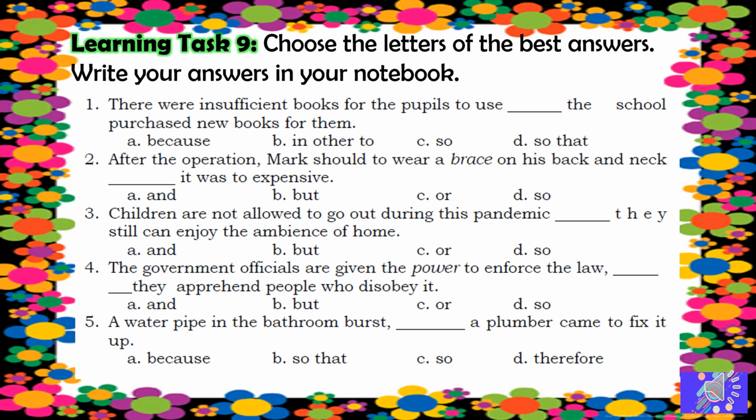Okay, so let us now answer learning task 9. So for number 1, the answer is letter C, so. Number 2, the answer is letter B, but. Number 3, the answer is letter B, but. Number 4, the answer is letter C, or. And number 5, the answer is letter D, therefore.